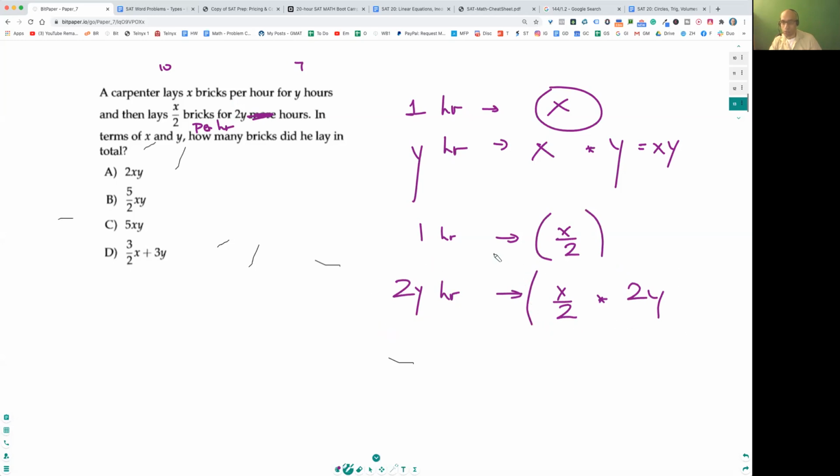Like imagine if this was 1 hour, you had, let's say 45 bricks. And then in 17 hours, how many bricks? So 45 times 17 you would do, right? The same way, right? Now, x over 2 times 2y.